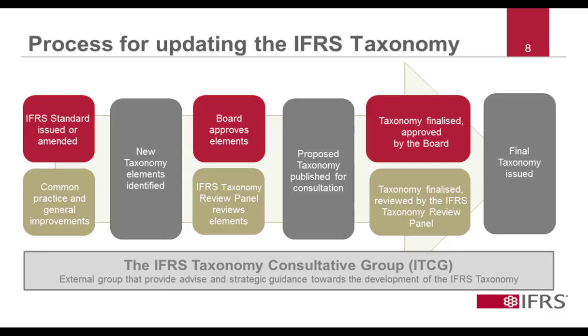Now, the second type of update comprises general improvements to the IFRS taxonomy. They primarily result from external feedback and from the review of common reporting practice. The Taxonomy Review Panel, which consists of 3 to 5 board members, has oversight of these changes.